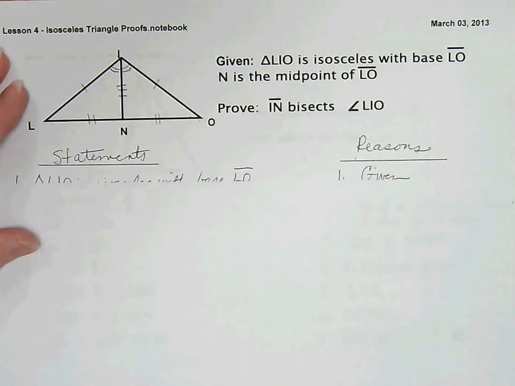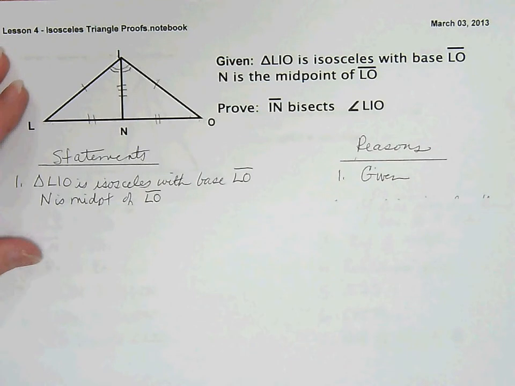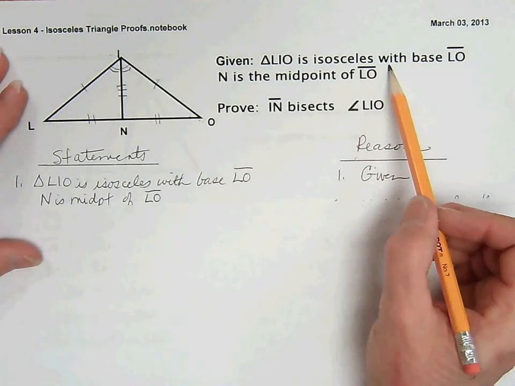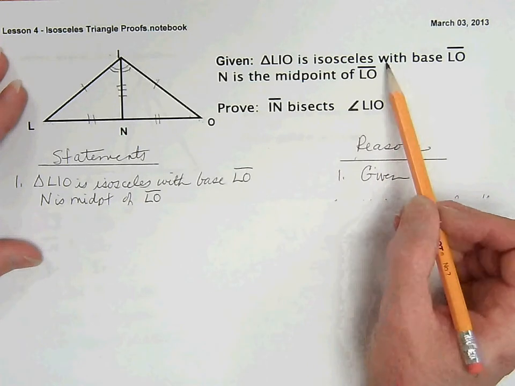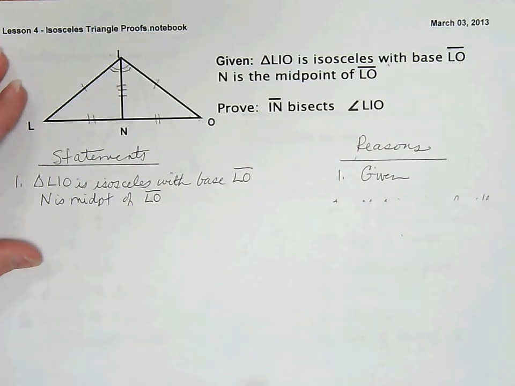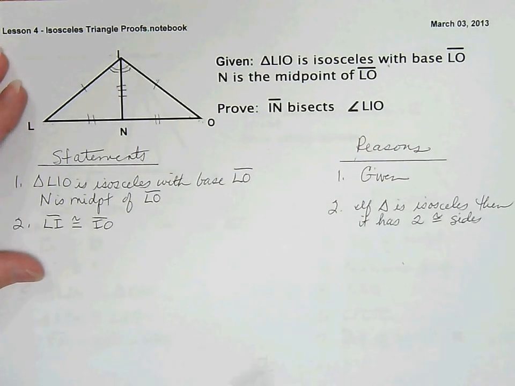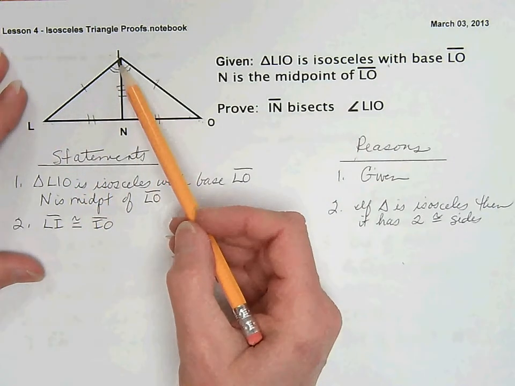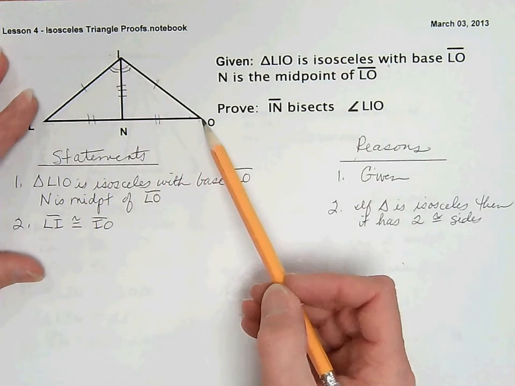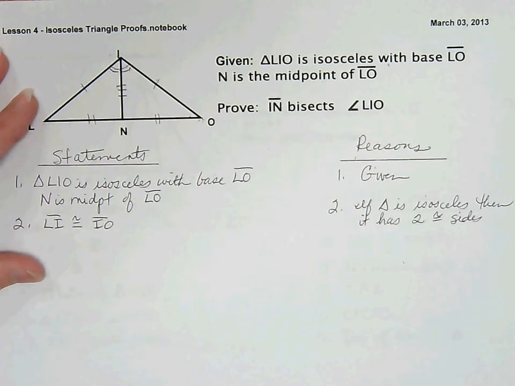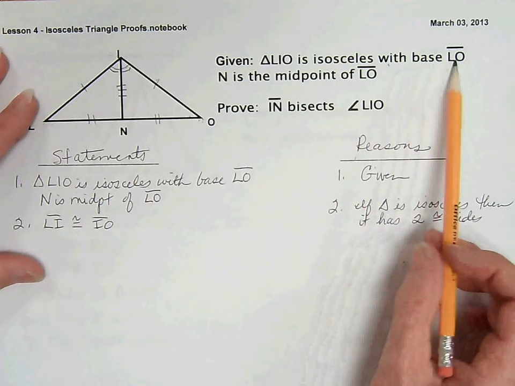So again, start out with your given, restate it. Don't change anything in your given. I've noticed that in some proofs some people change some things in the given. State it just like it is here, and your reason you can say is that it's given. Okay? So now we can say that LI is congruent to IO because we were told it was isosceles, so we know if it's isosceles, then it has two congruent sides. And the two congruent sides are the two that are not the base.